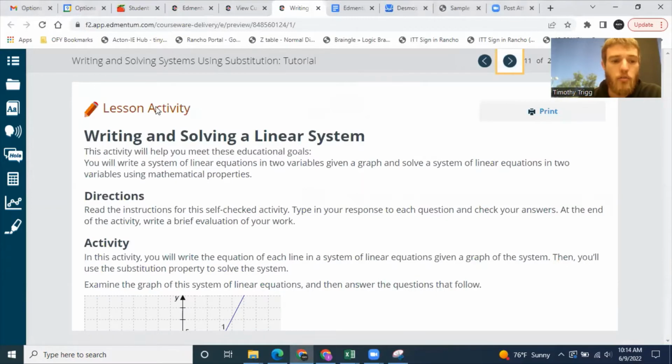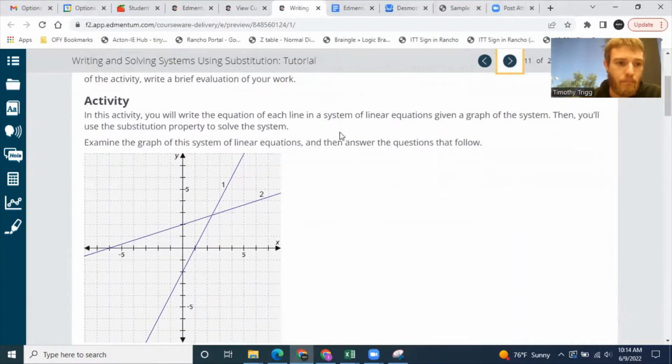Go ahead and go to page 11 here. In this activity, you'll write the equation for each line in a system of linear equations given the graph of the system. Then you'll use the substitution property to solve the system. Examine the graph of the system of linear equations and then answer the questions that follow.